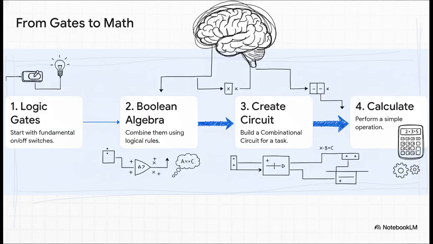So how do we actually build something useful with these tiny switches? Well, there's a rule book, a kind of instruction manual called Boolean algebra. It lets us chain these logic gates together to create a circuit that can perform a specific task, like, say, adding two numbers. And just like that, we've gone from a simple on-off switch to a basic calculator.